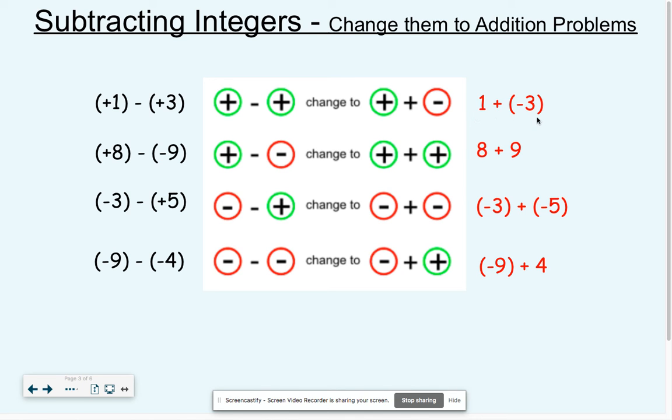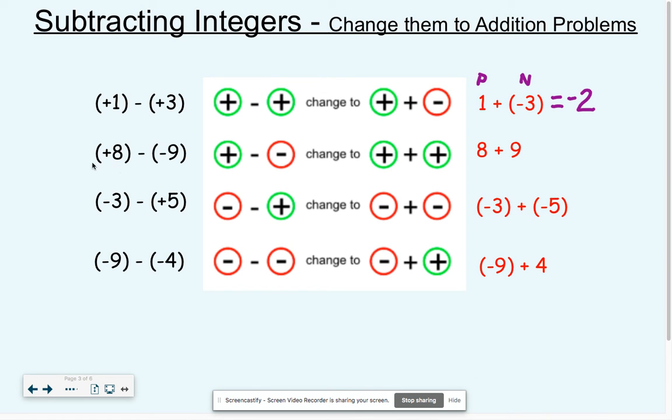Now we can follow the rules that we learned for adding integers. If we have a positive and a negative, we find the difference between them. So the difference between 3 and 1 is 2. And then we look to see which one was bigger. Our 3 was bigger, so our answer needs to be negative. Whichever one's bigger tells you what sign it is. Let's take a look at the next one.